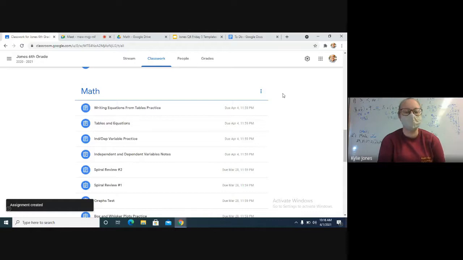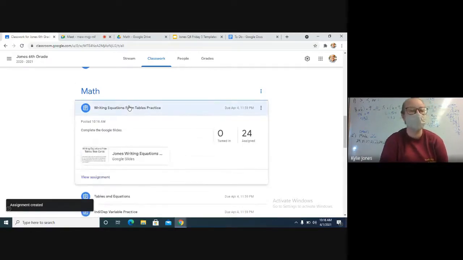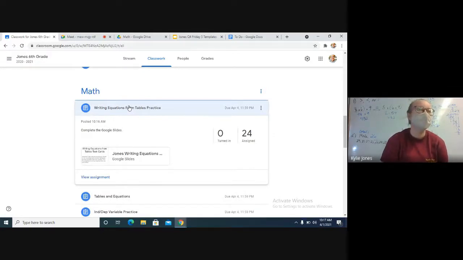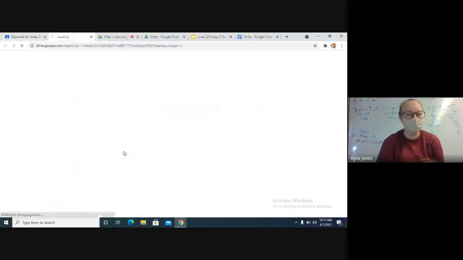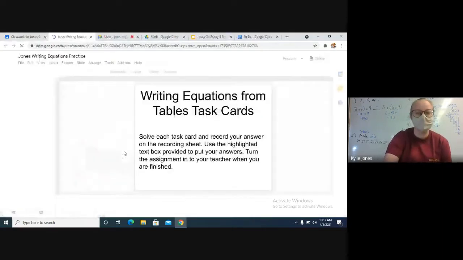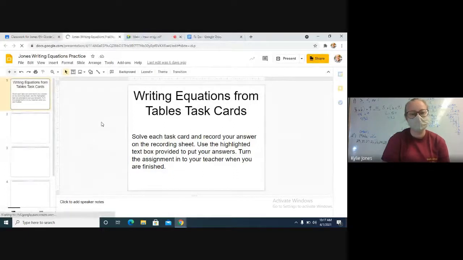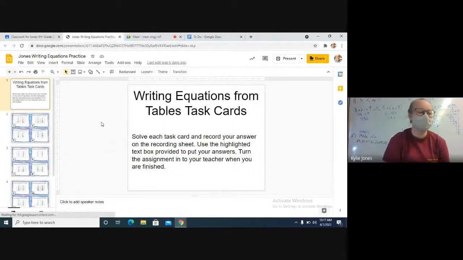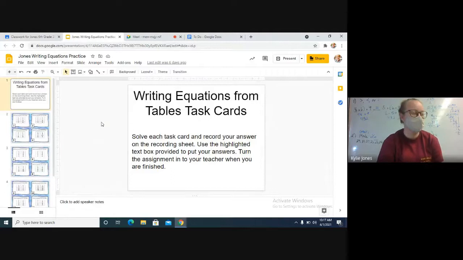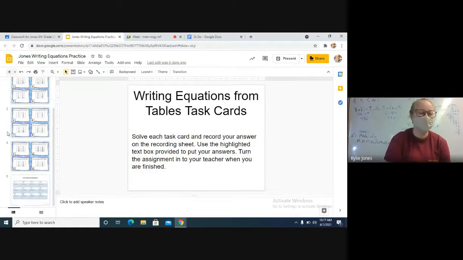All right. So that assignment should be posted. It's called Writing Equations from Tables Practice. Okay. There's 12 problems on here. We'll do 4 together. So you guys will have 8 to do on your own. Okay. So let's open up those slides, please. So slide number 1 is the instructions. 2, 3, and 4 are where the problems are. And slide number 5 is where you put your answers on this one.